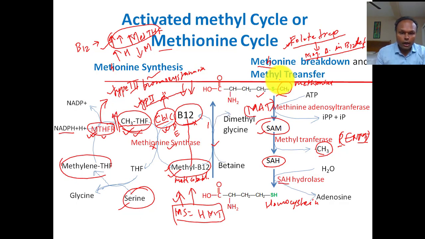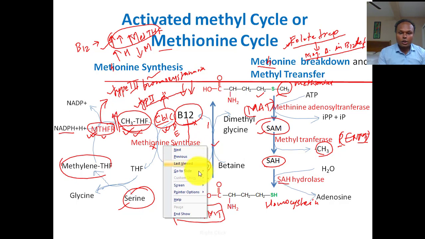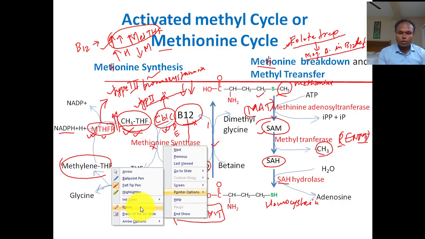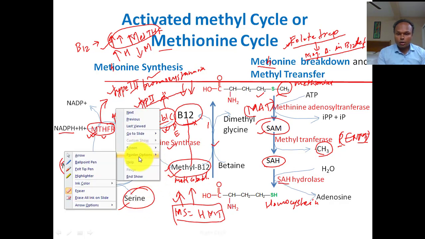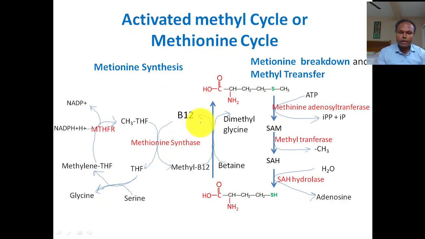So thank you. Now let me talk about the last concept. It is very important for the treatment of this disease. If you can see the change in slide, this whole reaction can be done by direct transfer of a methyl group from a compound called betaine. So when there is a defect in vitamin B12 metabolism, we give betaine as the treatment.